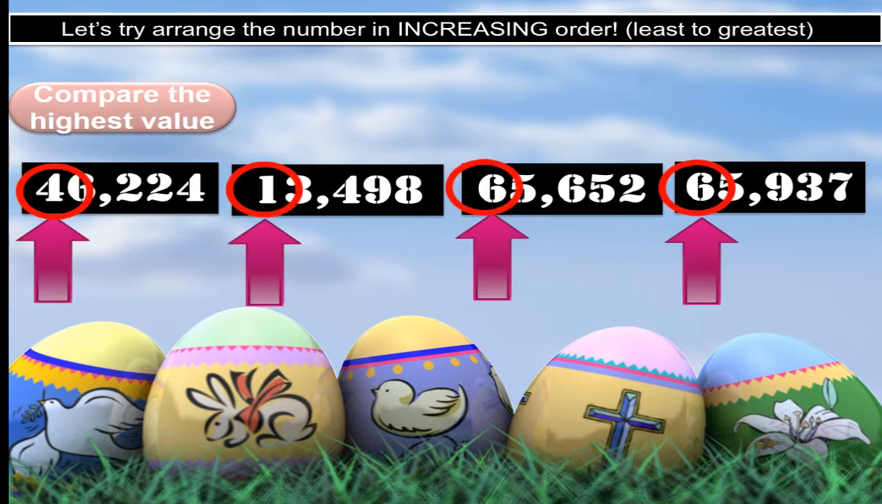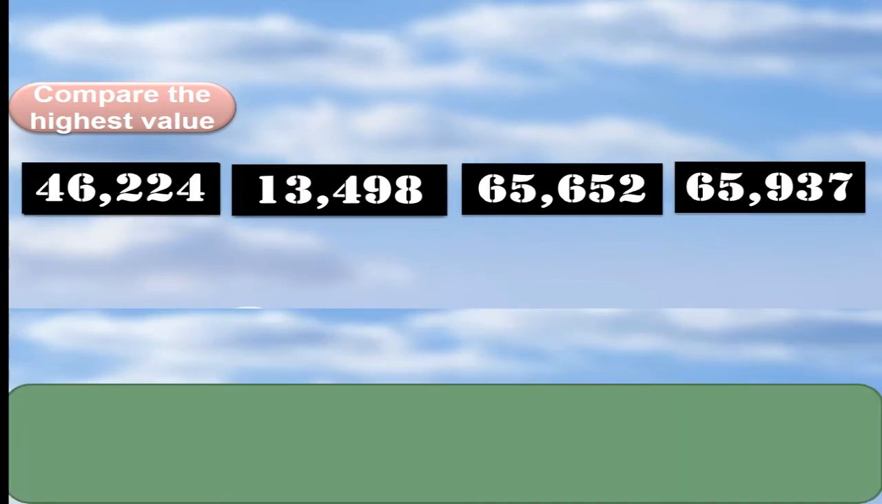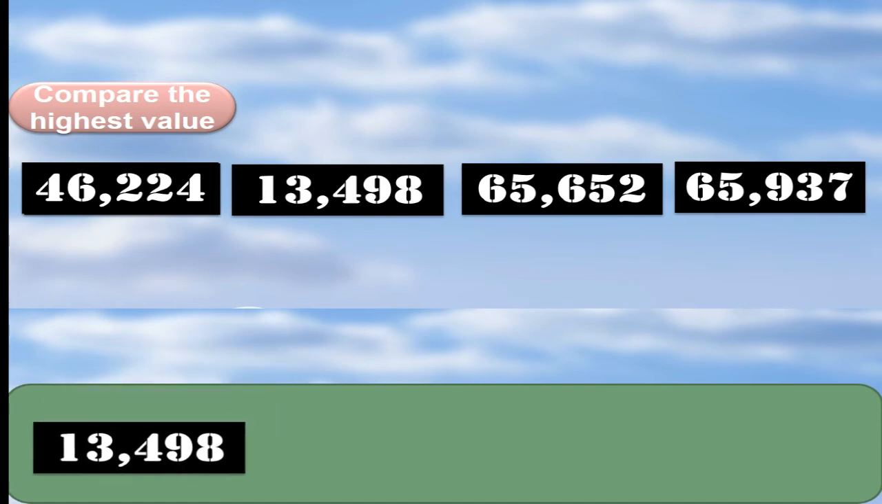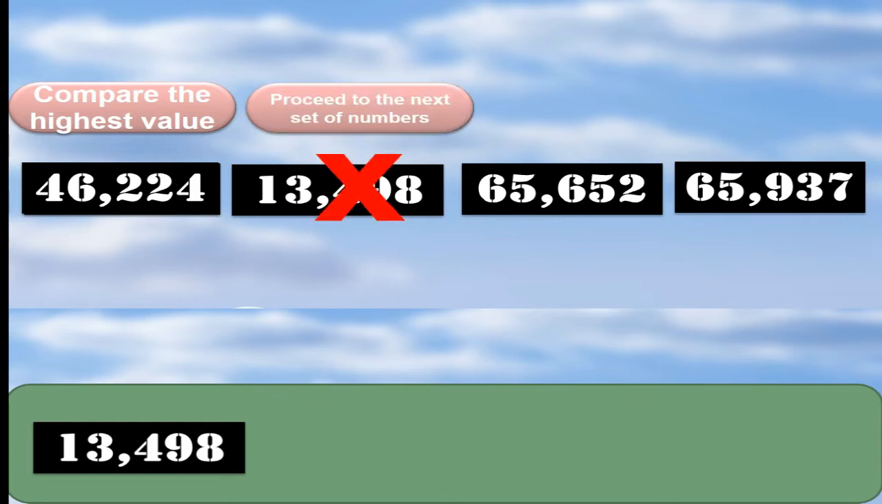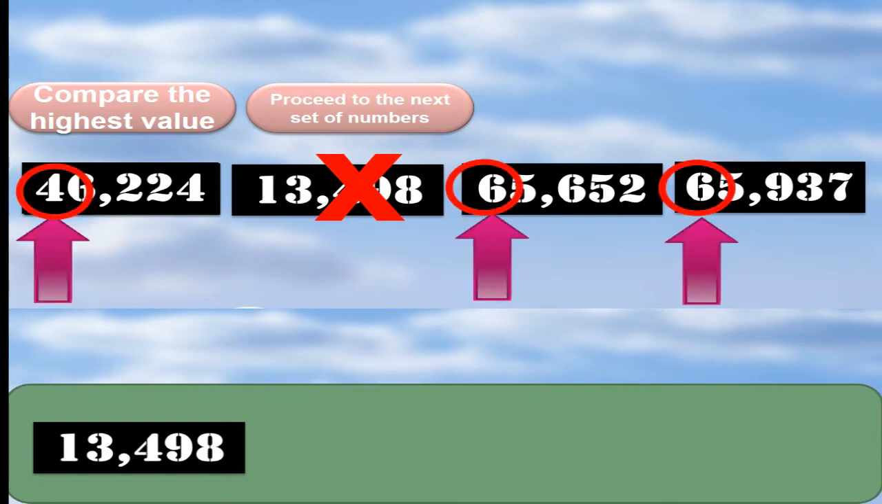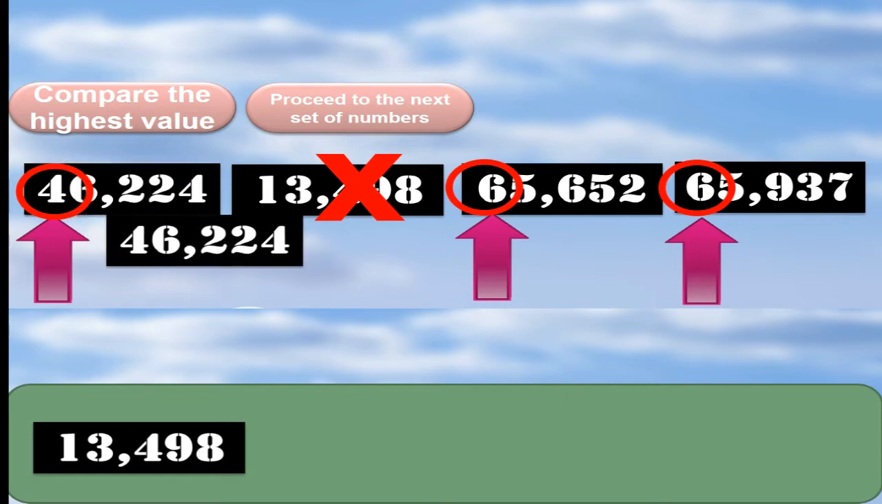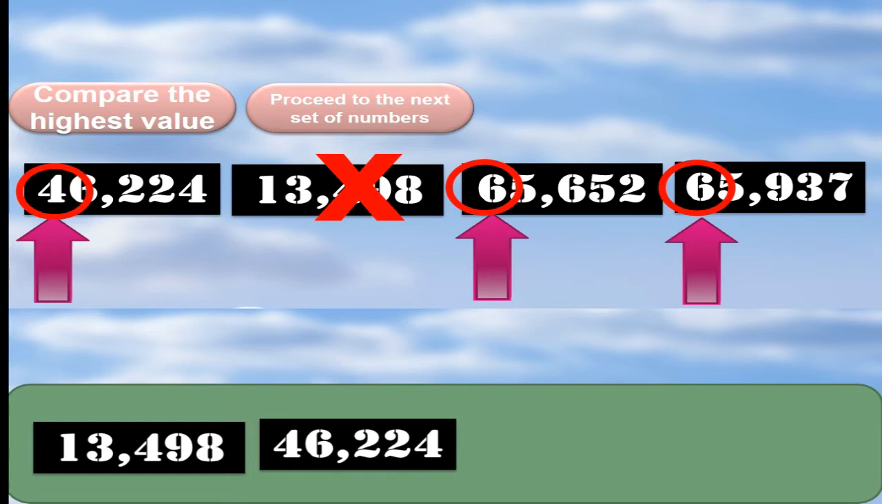So let's compare 4, 1, 6, and 6. 1 is less than 4 and 6. The first number is 13,498. Then, let's cross that out. Let's proceed to the next sets of numbers. So let's again compare 4, 6, and 6. 4 is less than 6. So the next number is 46,224.